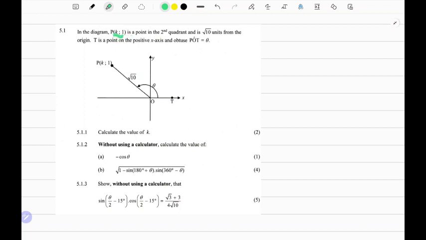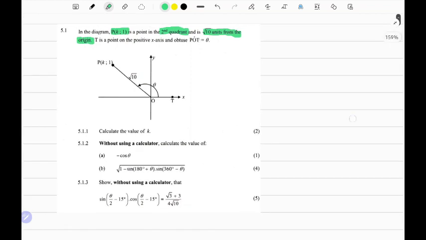It says in the diagram point P is given with coordinates k and 1, and point P lies in the second quadrant and is root 10 units from the origin. So the question 5.1.1 wants us to calculate the value of k.